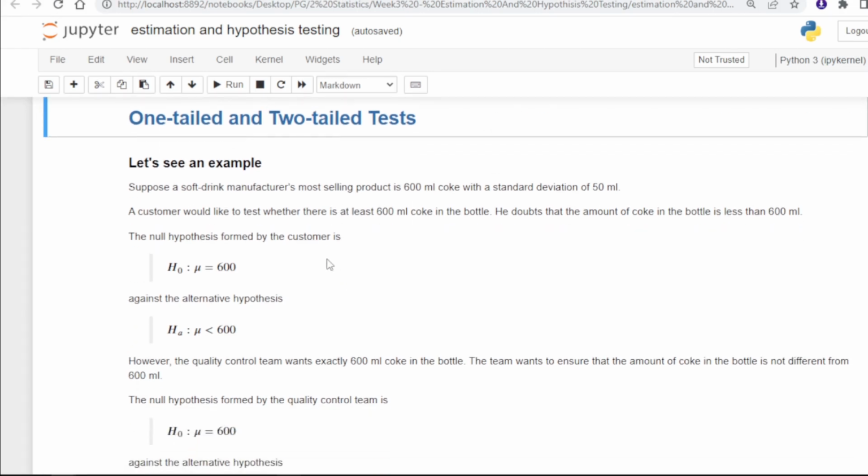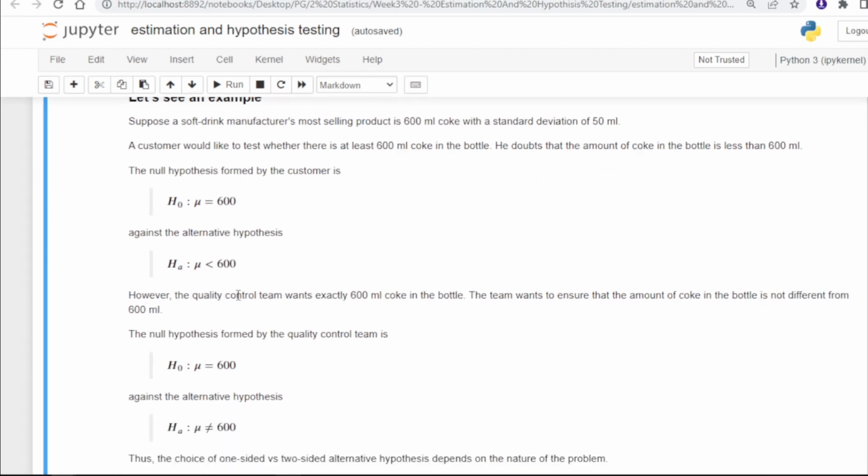As you might have heard, these are very important points in statistics. Let's see with an example. Suppose a soft drink manufacturer's most selling product is the 600 ml Coke, with a standard deviation of 50 ml. A customer would like to test whether there is at least 600 ml of Coke in the bottle. He doubts that the amount of Coke in the bottle is less than 600 ml. So the null hypothesis formed by the customer is 600, and the alternative hypothesis is less than 600.